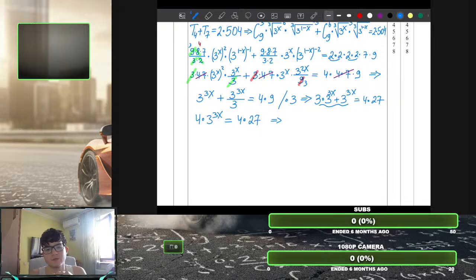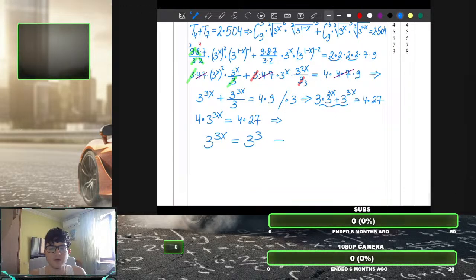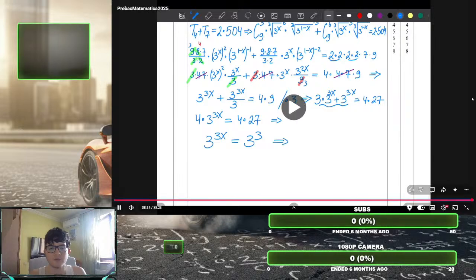Why? Because the 3x just kind of moves to the left and it's like multiplied again, so it's that. So the 4's are cancelled kind of. And 3x is going to be equal with 27, which is 3 to the power of 3, so 3x is going to be equal with 3, so x is going to be equal with 1.